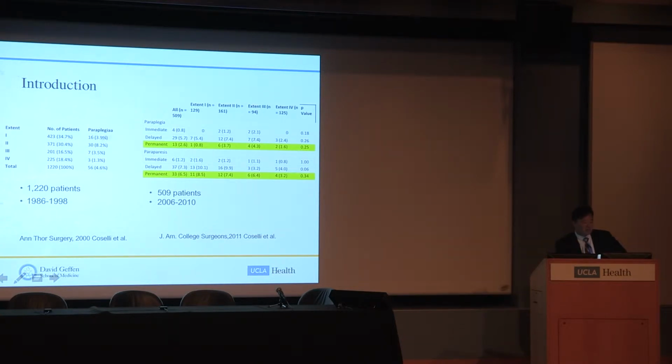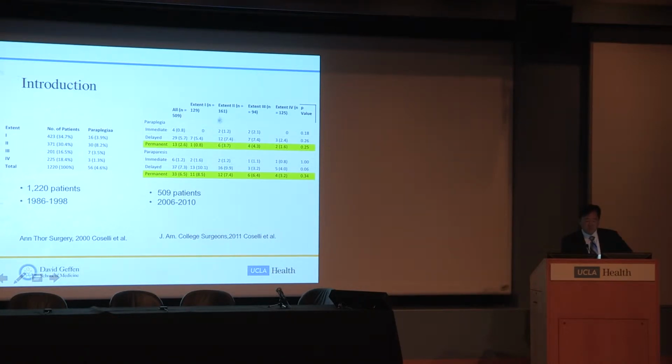But even within the other lesser extensive aneurysmal pathologies, you were still seeing a certain amount of paraplegia, and this was over 1,000 patients. When Dr. Coselli re-looked at his next series of data in a more modern era, he divided them into both immediate and delayed. And you could see that there was still some differentiation.